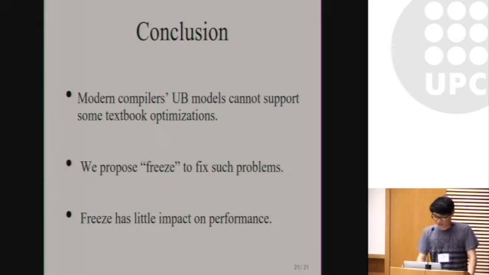In conclusion, the undefined behavior models of modern compilers, such as LLVM, GCC, Microsoft Visual C, cannot support even some textbook optimizations, such as global value numbering, together with loop unswitching. We propose a new model with the new notion of freeze and demonstrate that it can solve the problems. Also, our experimental results show that freeze has little impact on performance. Thank you for your attention.